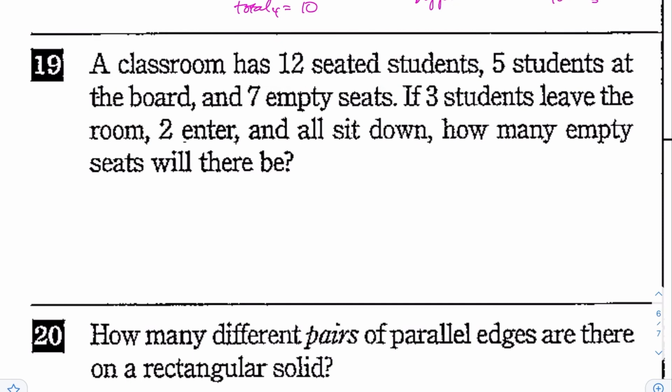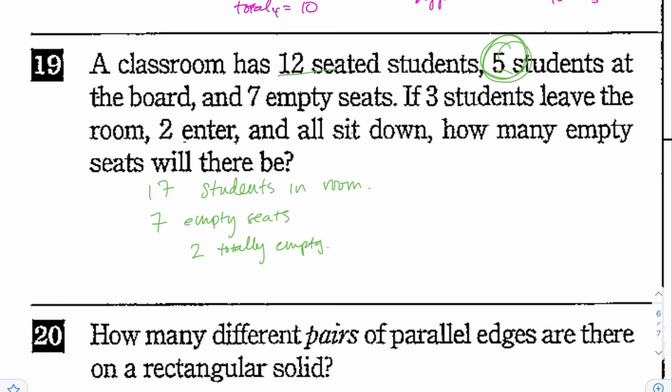Next, for number 19, a classroom has 12 seated students, 5 students at the board, and 7 empty seats. If 3 students leave the room and 2 enter and all sit down, how many empty seats will there be? So right now, you have 17 students and 7 empty seats. So, assuming these 5 students will sit there, of the 7 empty seats, 2 are totally empty. And 5 people are at the board.